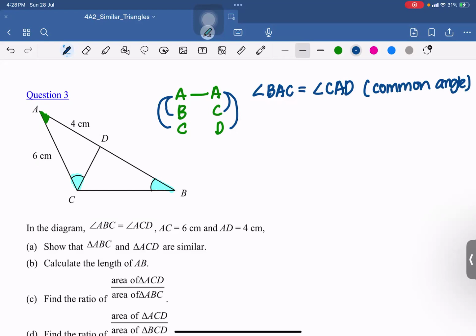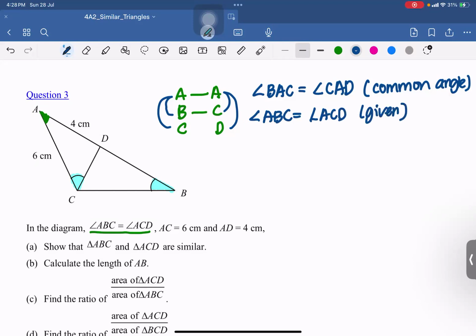Okay, secondly, I need one more angle. They already gave it to me. Angle B is equal to angle C. Oh, this one is already given to me, so I should write it down. Angle ABC equals angle ACD, given.